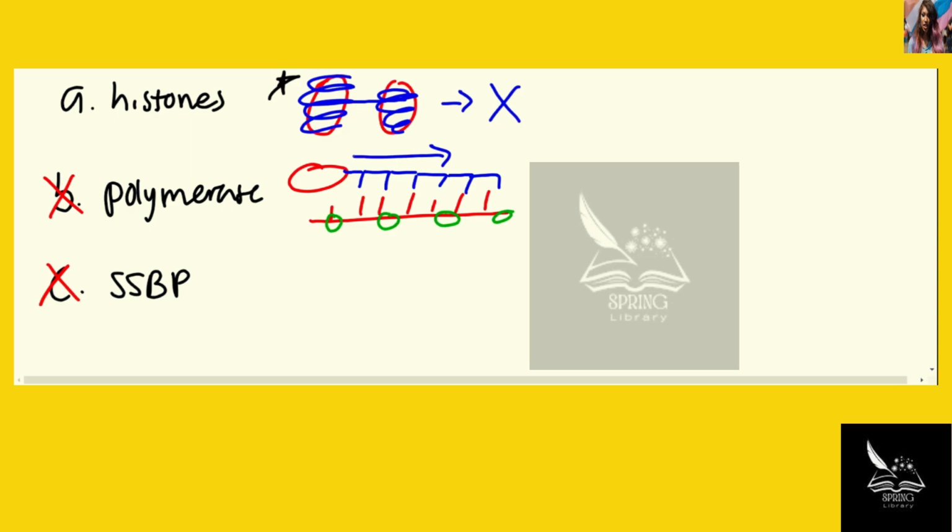And finally, D. D is a sliding clamp. Now, a sliding clamp is a protein that actually helps hold the DNA with the polymerase together. Okay, so it makes sure that the polymerase and the DNA actually stay together. And as the name suggests, it will slide along, moving the polymerase down the DNA. So sliding clamp is not the answer.